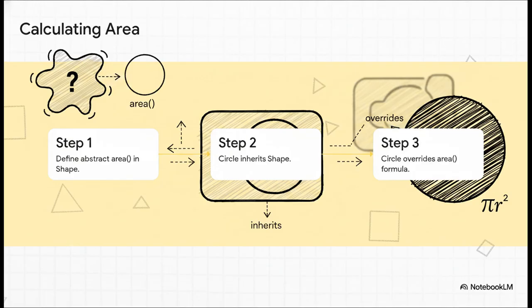Step 1. We define our abstract shape class. Inside it, we create an abstract method called area. Now, we don't write any math here. We just leave it empty. We're simply saying, hey, any shape that exists must be able to calculate its area.